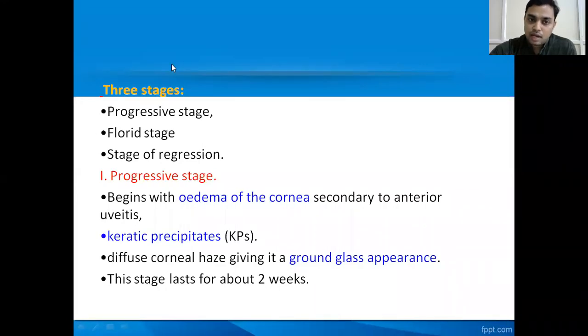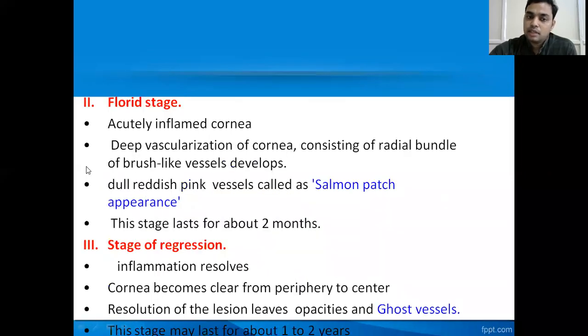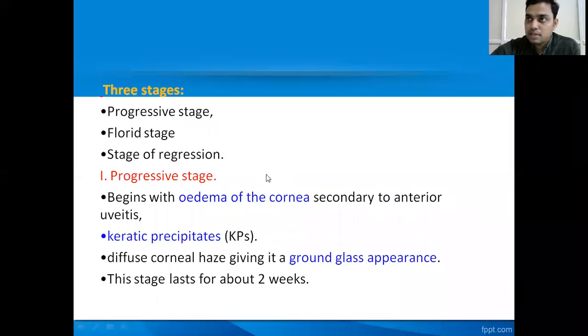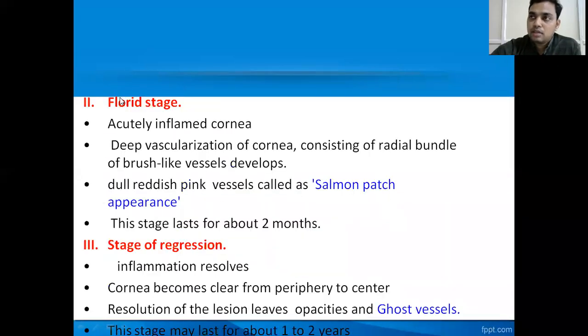All these 3 stages are about interstitial keratitis caused by syphilis. First stage is progressive stage. This is followed by florid stage. In this stage also, the cornea is acutely inflamed, and we see deep vascularization. It consists of radial bundle of brush-like vessels. They appear as dull reddish pink in color, that we call a Salmon's patch. So ground glass appearance is seen in progressive stage, and Salmon's patch is seen in florid stage. This stage lasts for 2 months.